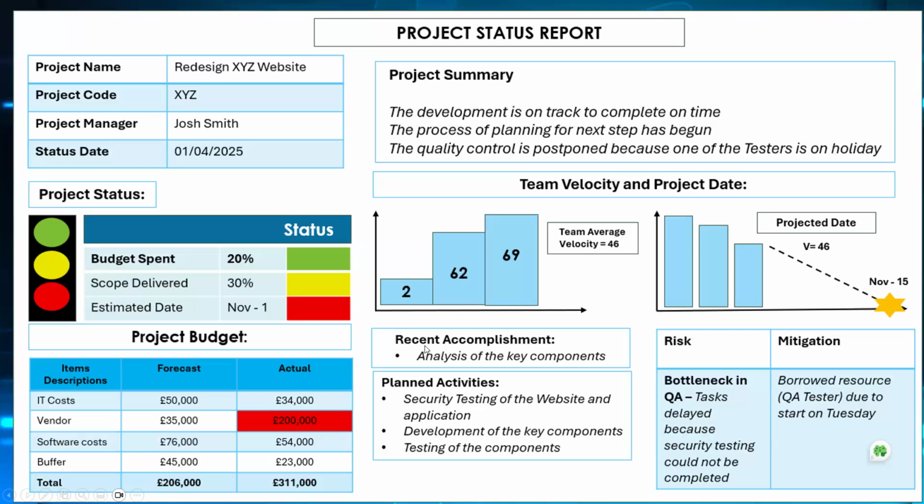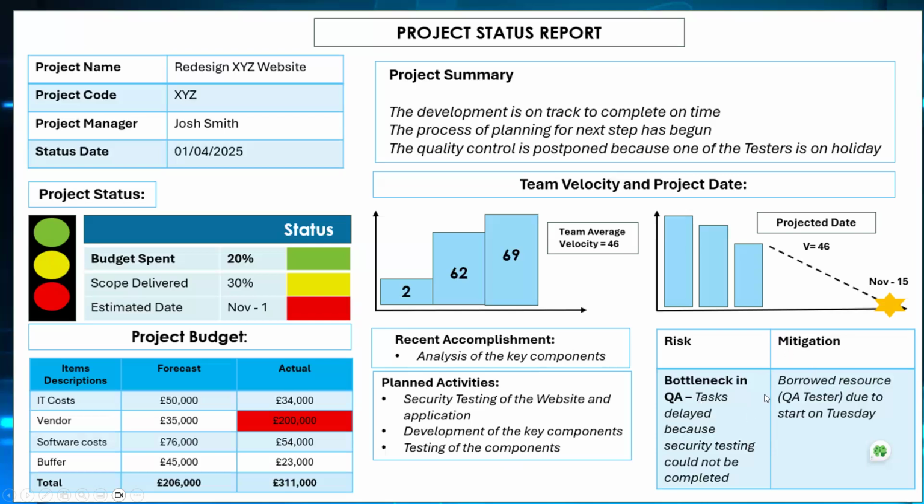And then you're looking at the recent accomplishments that the team has. It says analysis of the key components. So maybe the key component is what they need to work on next. The accomplishment is that we've analyzed it already. And then you can see the planned activity here. You can see security testing of the website and application, development of the key component that has been analyzed. That's their goal they want to focus on, and testing of it also. And then you can see the risk and the mitigation here.